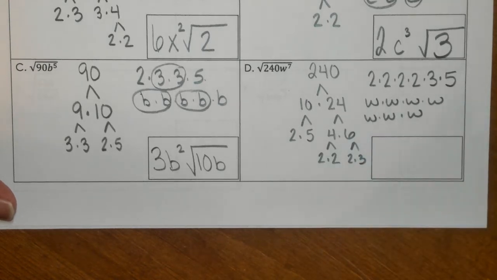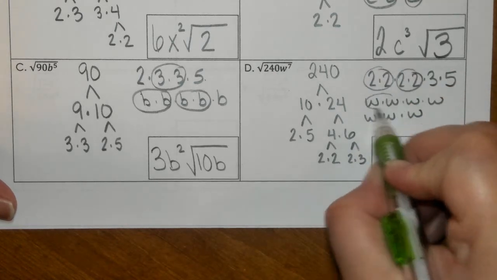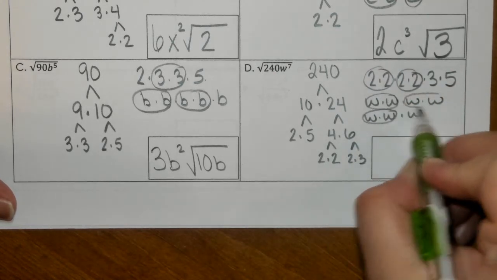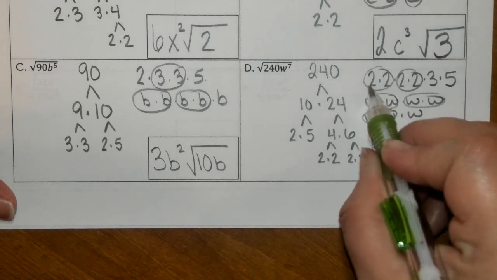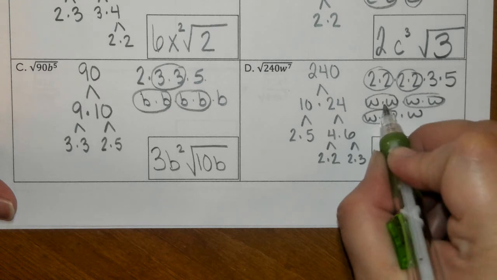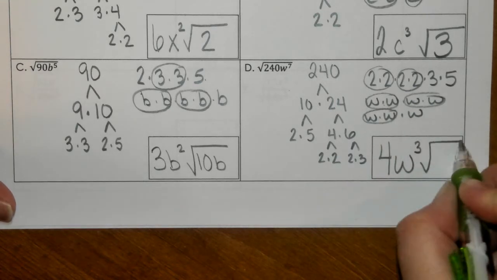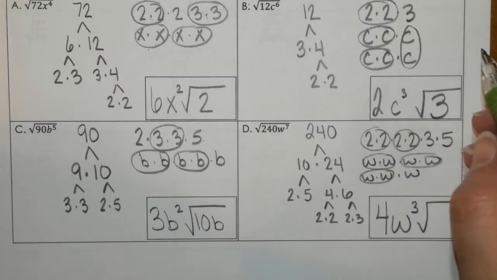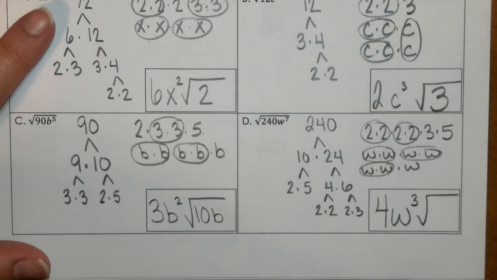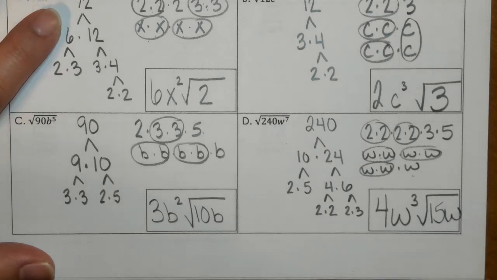Okay, so we've got many pairs here. I've got those 2's and these W's. So that would be 2 times 2 would be 4. I have 3 W's, so W to the 3rd. 3 times 5 would be 15. And then that W.